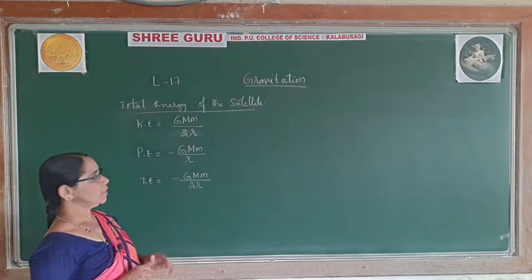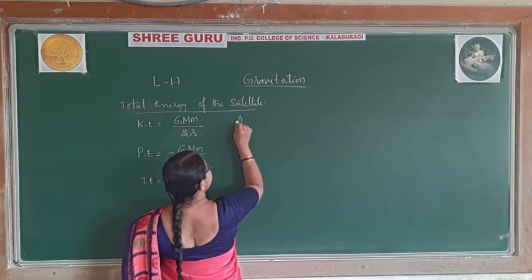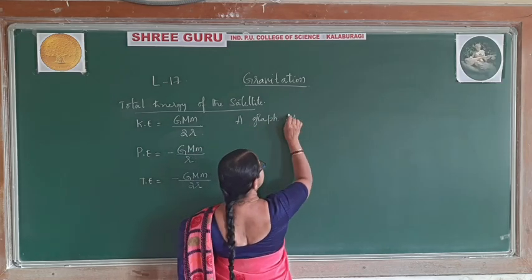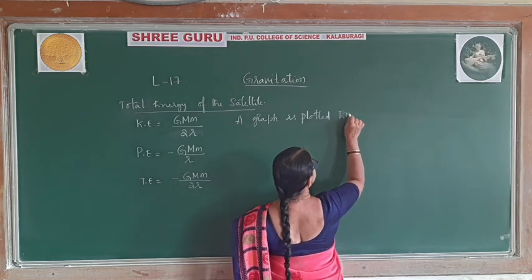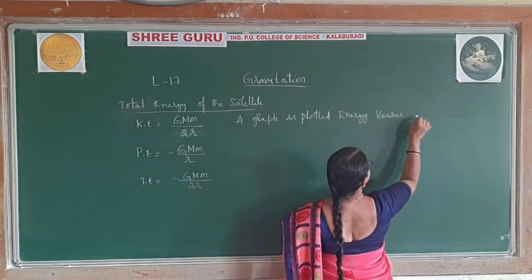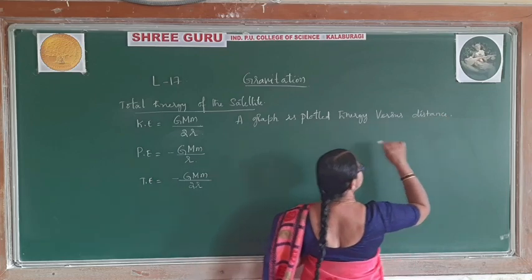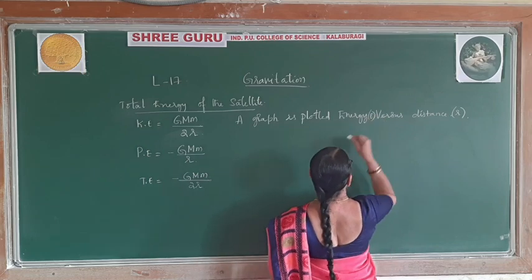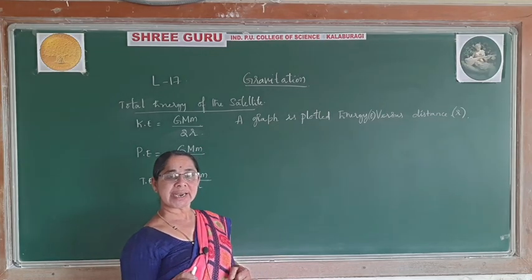So these are the three expressions you come across for kinetic energy, potential energy and total energy. Now using this I just draw the graph, a graph of energy versus distance. Here for your reference I write distance is represented by r, energy I represent by E. In that we come across kinetic energy, potential energy and total energy.